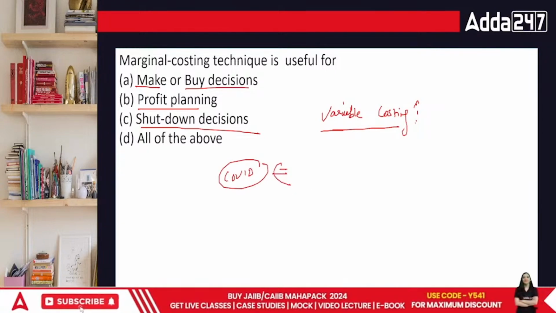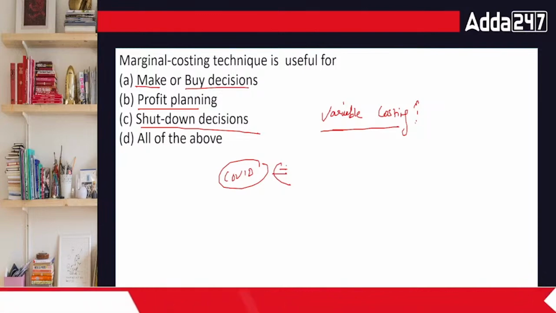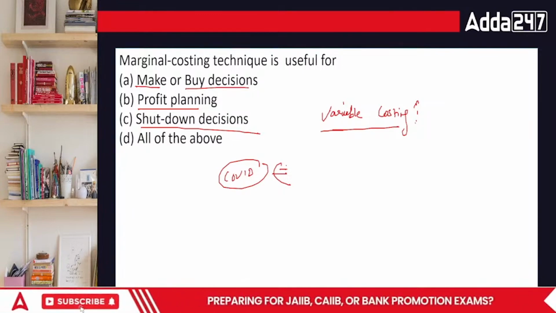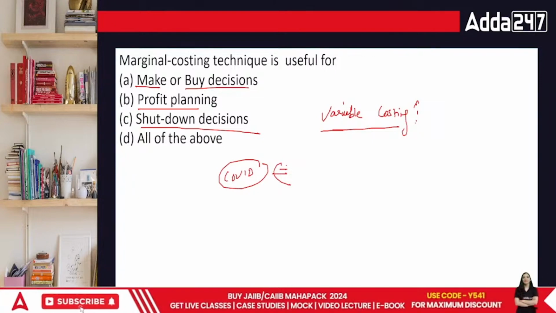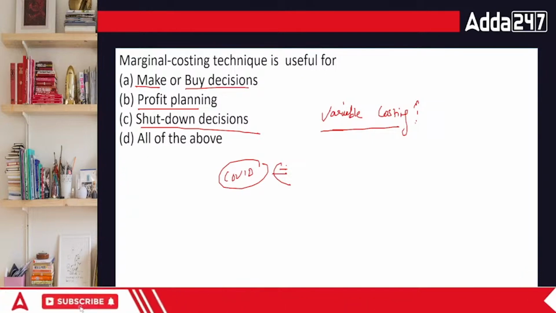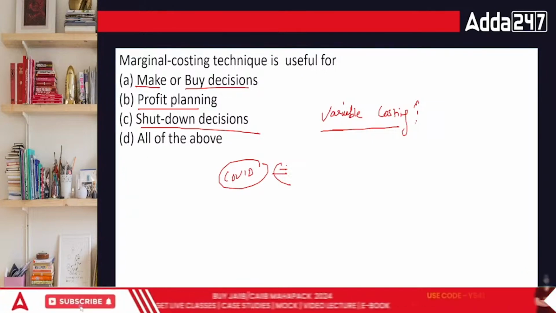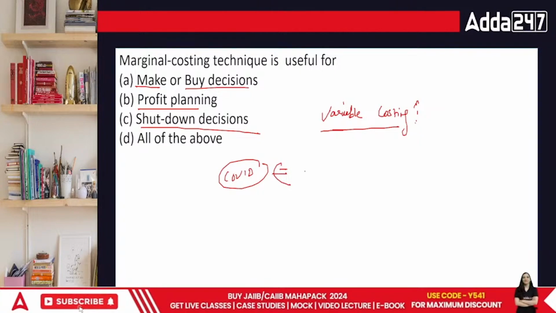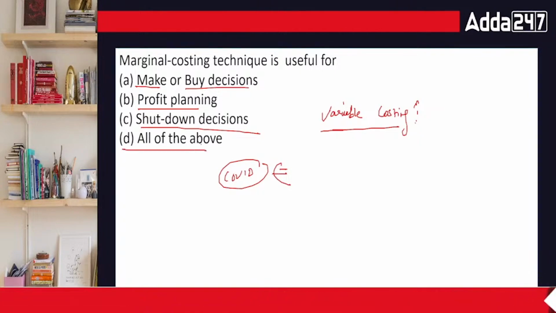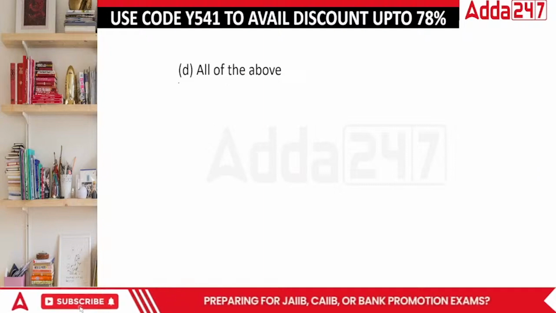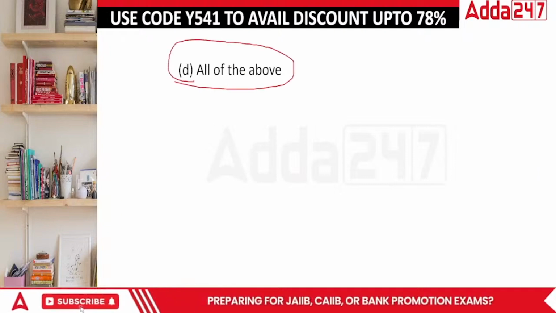So they had to find what is the cost if they could have continued their organization, what's the amount, and then we talk about the shutdown cost. Shutdown cost means if they put the entire work on hold completely, how much time will it take further? So this is what we talk about in this entire area. So the answer is all of the above. Marginal costing includes all of these together.